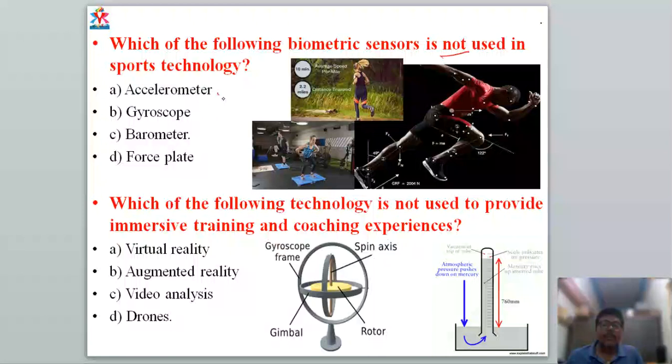Accelerometer, one of the biometric technologies. Yes. Gyroscope. What is meant by the gyroscope? It measures the angular velocity. This is called the gyroscope, with three axes, this kind of axis.